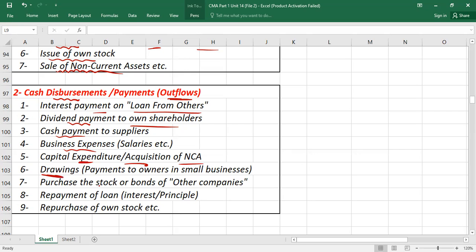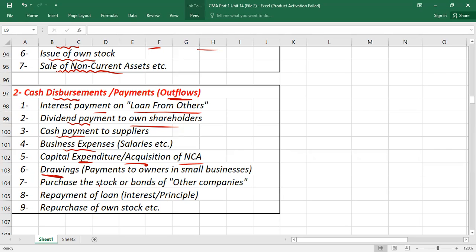Then you might have drawings. Drawings means, just look at this point in the context of a small business. If you're running a small business, the time when you invest your cash into the small business, that is called your capital. From the business point of view, it is an inflow because the business is receiving cash. So what are drawings then? When the owners withdraw money from the business for personal use. Maybe I'm running a business, so I'm going to withdraw some money from my business to pay my personal expenses. It could be maybe my house rent, my utilities for the house. Maybe I'm paying for that.